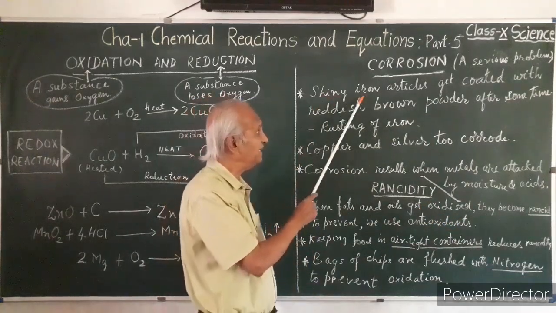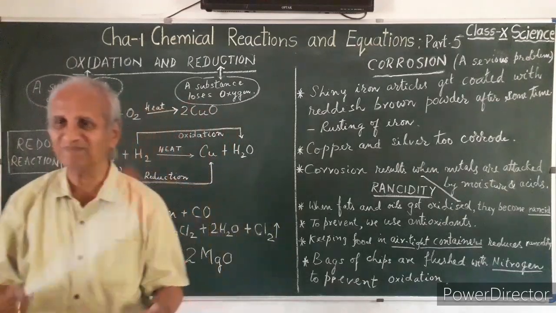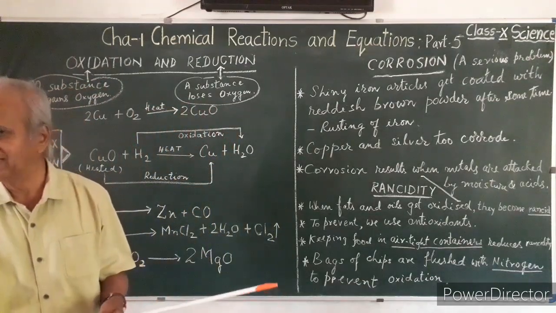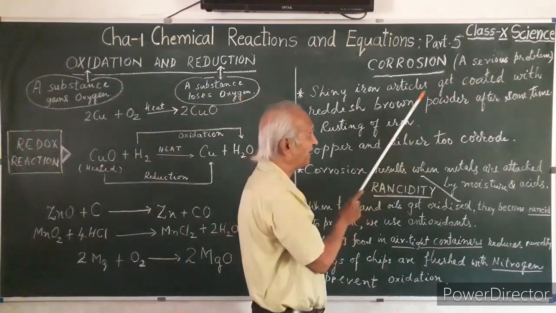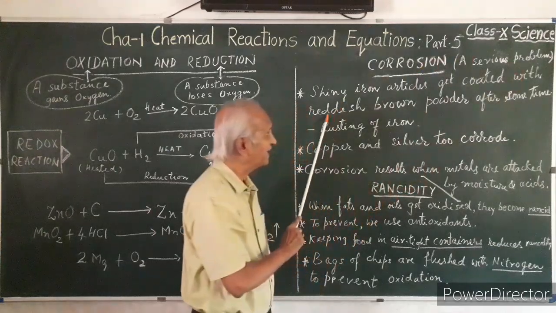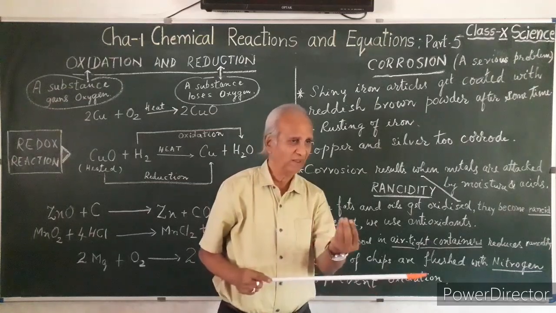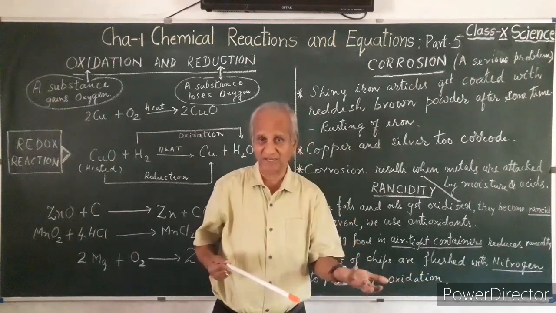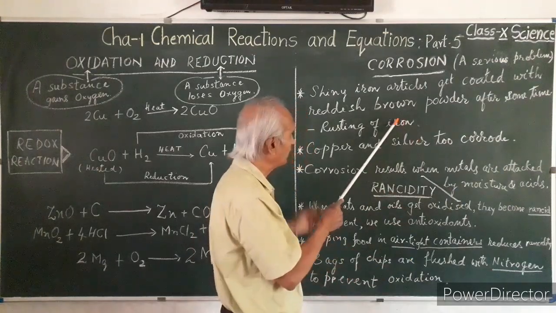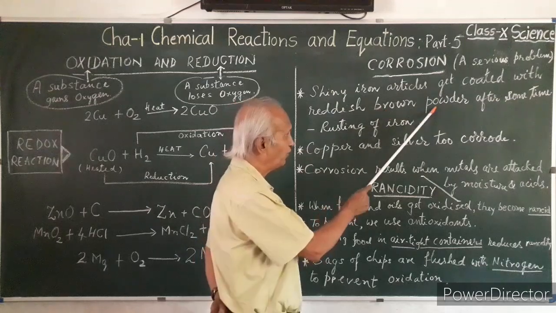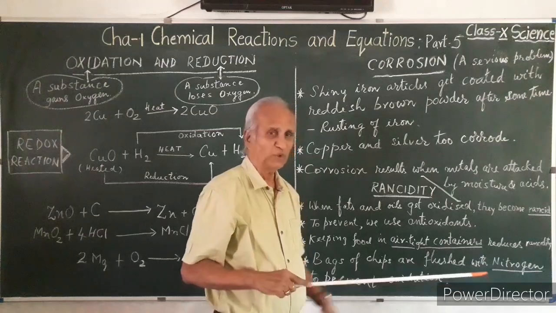See here, shiny iron articles. When you bring a new iron article, it will be shiny. You don't find any fault with iron at all. Iron articles get coated with reddish brown powder. Rust is reddish brown powder or maybe black even. If a number of months pass on, it will turn to black. That's why you get it painted.